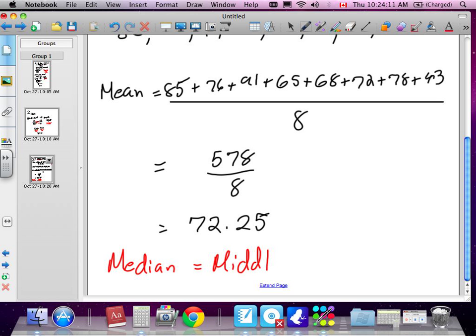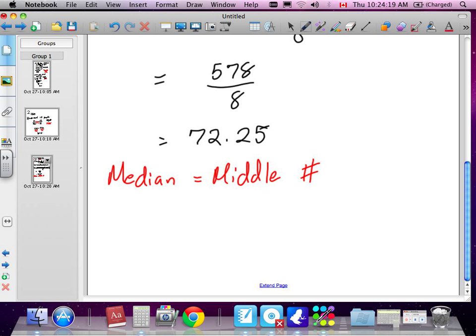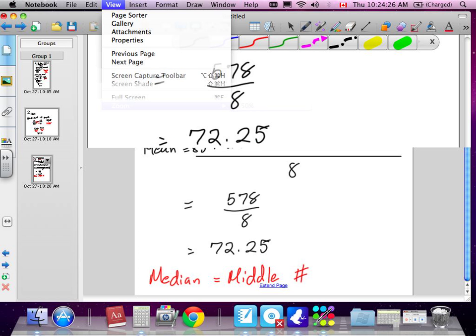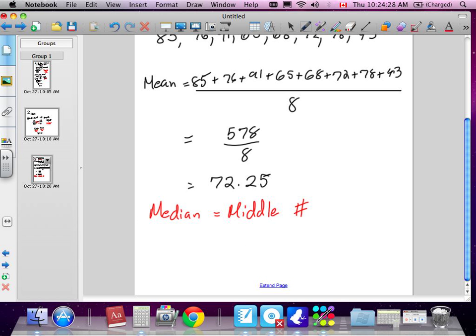The median is the middle number. So in order to find the median, we have to put them from lowest to highest. So let's zoom out a little. What was our lowest term? Oh, 43, good. So we get 43, 65, 68, 72, 76, 78, 85, and 91. Okay, good. So we've ordered all of our numbers.